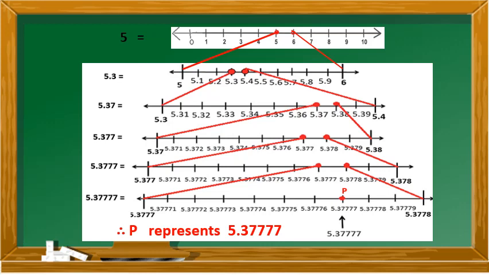Now start marking the points as 5.37771, 5.37772 and so on and complete it with 5.37779 and at last 5.3778. So now at last we require only the last decimal. Now represent it by circling and putting the point P. Now there P represents 5.37777.